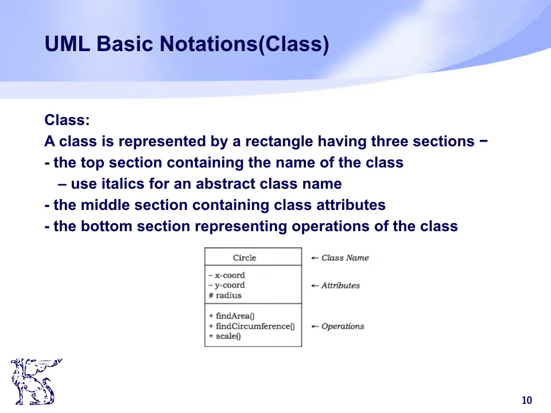Like in the previous example I told you, suppose you have created a class circle. Circle is the name of the class, and the x coordinate of the center, the y coordinate of the center, and the radius are the attributes of the class. And if you give it some functions like find area, scale, find circumference, those will be the set of functions or methods or operations in your class. So that's how you will represent a class.